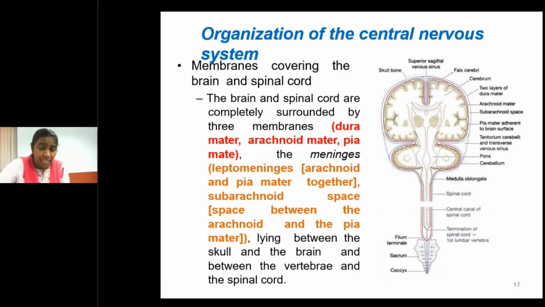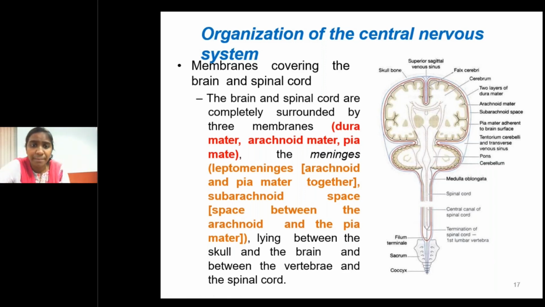Okay. Next, as you all know, the brain and spinal cord are covered by how many layers? 3 layers. Okay, the covering of the brain and spinal cord, we say meninges. Okay, what is meninges? The layers covering the brain and spinal cord we call meninges. How many layers are there in the meninges? Dura mater, arachnoid mater, and pia mater. Understood? What is the order of dura, arachnoid, and pia?